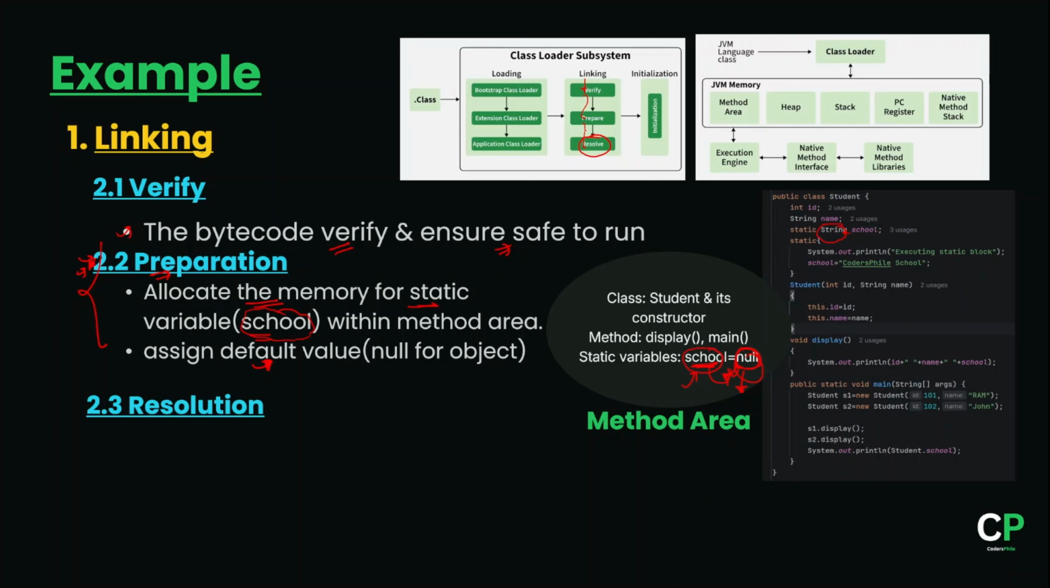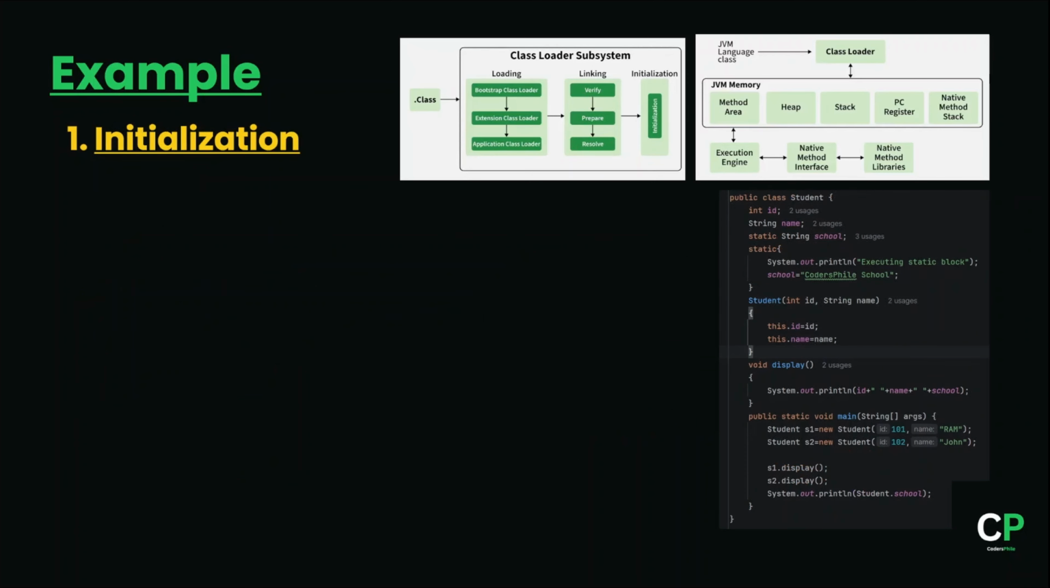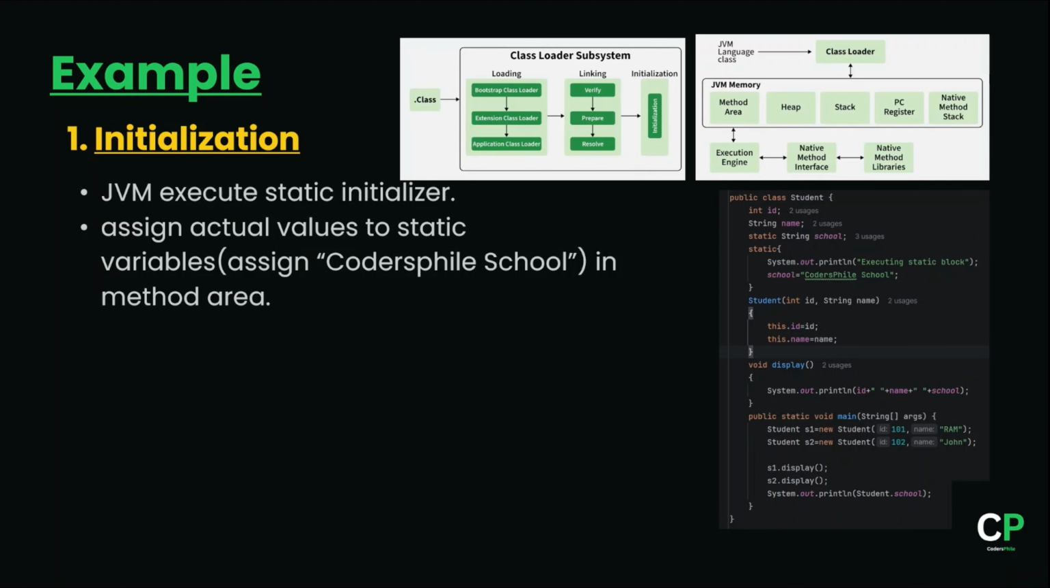What happens in the resolution phase? In the resolution phase, all the symbolic references are replaced by the actual references. The actual reference means the actual memory address of the display method. The symbolic reference will be replaced by the actual address of the display method in the resolution phase. So this completes our linking phase, and now finally comes the initialization phase.